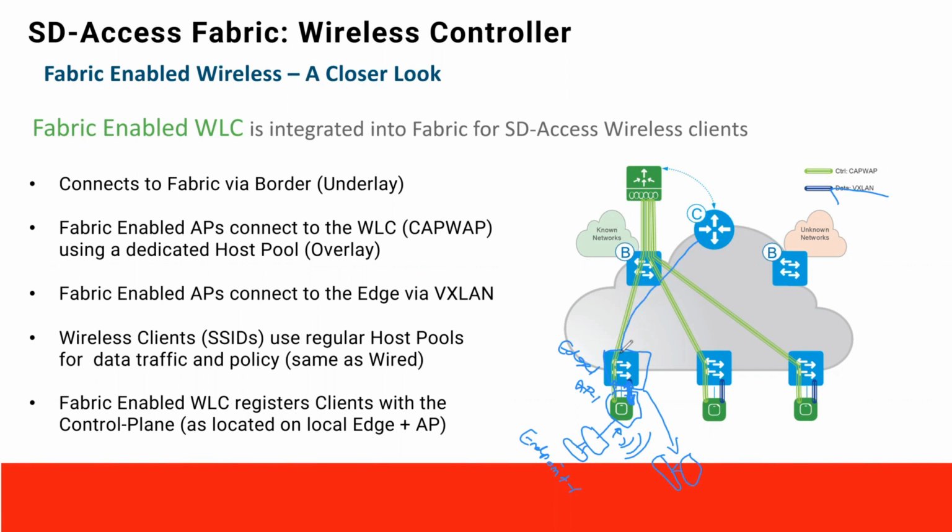It will go to the control plane, see if the destination is connected anywhere here, or is inside the known network, or it doesn't identify it and wants to go to the internet. That decision will be taken later, but you need to understand that it will be treated the same as it is in wired. And the fabric enabled wireless controller registers clients with the control plane as well.